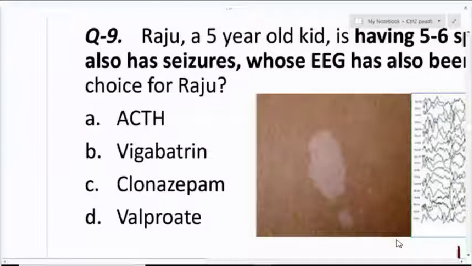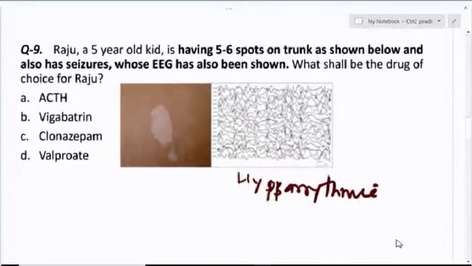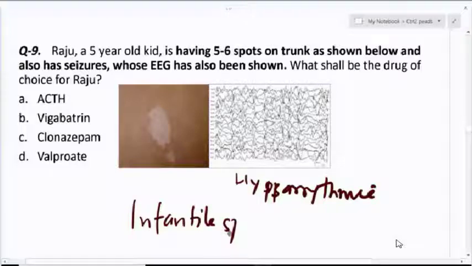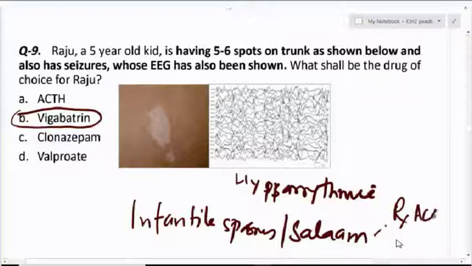Remember, tuberous sclerosis babies can have infantile spasms later in their life. So this patient has infantile spasms or salaam seizures. Especially for tuberous sclerosis babies, the drug of choice is vigabatrin. Otherwise, the drug of choice is ACTH. But for children with tuberous sclerosis, the drug of choice is vigabatrin, according to the US FDA.